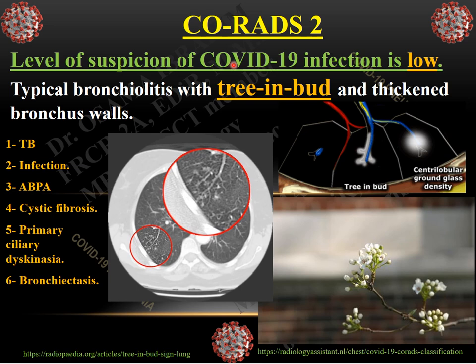Now, the second subclassification is CO-RADS 2. The level of suspicion of COVID-19 infection is low: typical bronchitis with tree-in-bud and thickened bronchial walls. If it is seen in the CT, it is considered a low probability of COVID-19. And this is a tree-in-bud picture. Tree-in-bud means secretions or infections in the terminal bronchioles leading to this appearance. The most common differential diagnosis is TB, which comes on top, and then typical infections, allergic bronchopulmonary aspergillosis, cystic fibrosis, primary ciliary dyskinesia, or bronchiectasis.